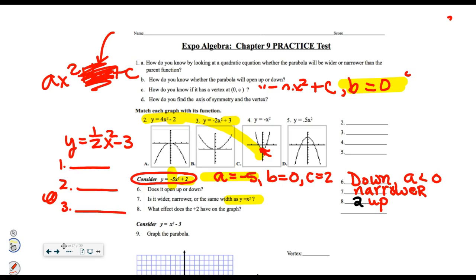And I'm going to repeat those. In blank number 1, you're going to write whether it opens up or down. In blank number 2, you're going to put whether it's wider or narrower or the same as the parent function. And in blank number 3, you're going to tell me what effect the -3 has on the graph. When you're done with that, you're going to raise your hand, and I'm going to check these 3 answer blanks in class. Distance learners, pause the video and do it now.